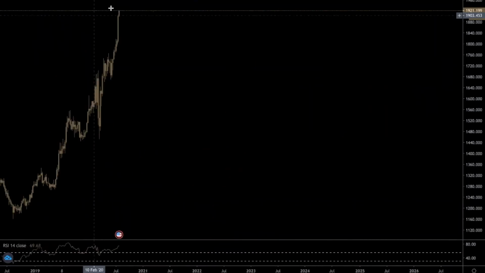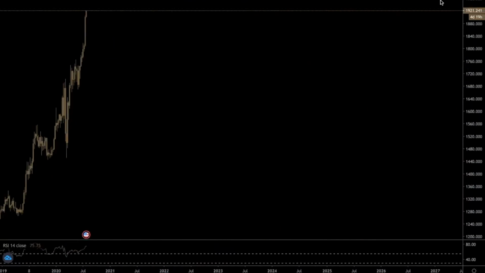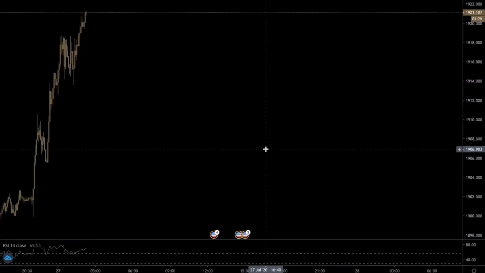And gold currently, where are we at? 1921. Oh, it's above. It's absolutely above. It broke a record just now. It's crazy. Hold on. Yeah, gold's just on a run.